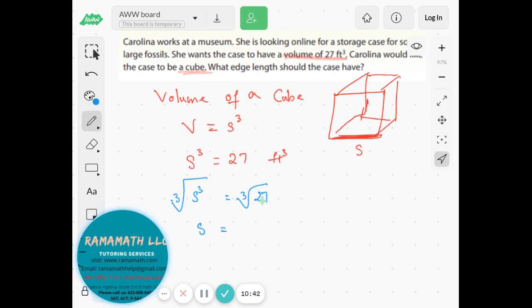What's the cube root of 27? Look at your chart and tell me what is the cube root of 27. Put it in the chat box. That's it. You guys got it. See, if you know these numbers, then it's so easy. That's 3, and the unit is feet. So the side length of the cube is going to be 3 feet. You see that?